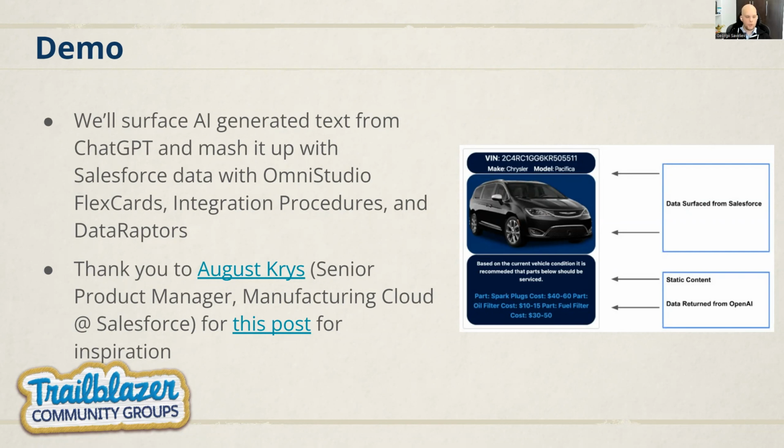So in today's demo, I'll do a demo similar to what one of my former colleagues, August Krys, who is a product manager for Manufacturing Cloud at Salesforce, did. He posted this example on LinkedIn where in Automotive Cloud, you would have different vehicles with their vehicle information, the make and model. He built a FlexCard where it will surface some information from within Salesforce about that vehicle, and then do an API call to OpenAI. If you've heard of ChatGPT, this is all the rage nowadays. OpenAI is the vendor for this, and they provide the same functionality that ChatGPT uses via API. So he is calling that same API that ChatGPT is using, sending some of the vehicle information, and then OpenAI is returning back via AI this recommendation in terms of the cost of different parts. And then in a FlexCard, we're showing all of that together.